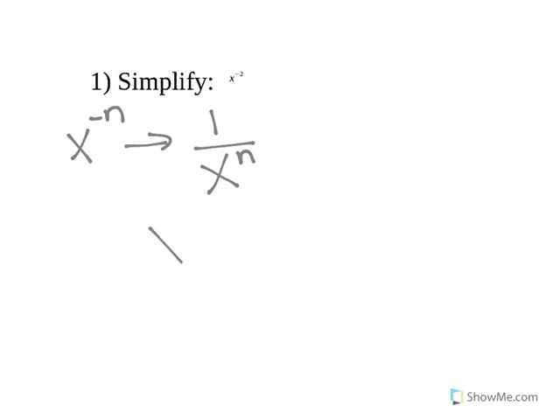So in this case, since we have x to the negative 2, that's the same thing as 1 over x squared. We're just following the same exact rule. Y to the negative third becomes 1 over y to the third. Same rule.